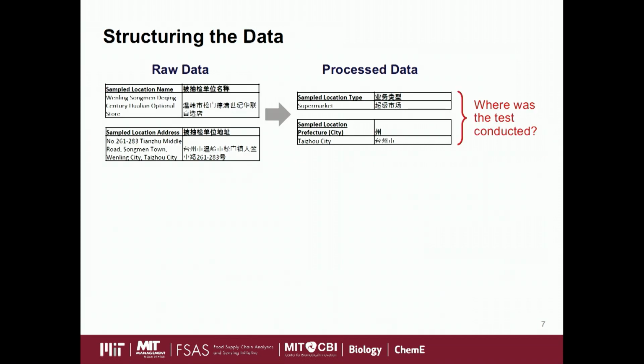So what you see on the left-hand side is the raw data. This is just describing a test in a given city in a supermarket. What we are able to do here on the right-hand side is to detect automatically what the city is, but also what the supply chain location is. In this case, it's a retail supermarket in which the test was conducted.